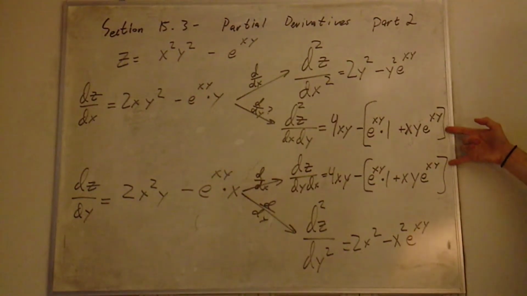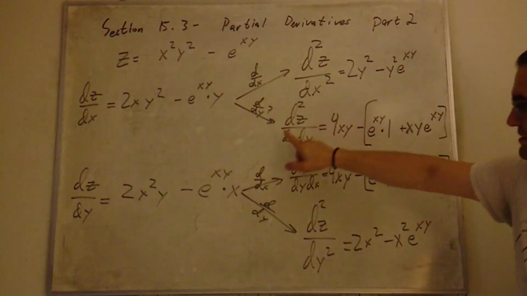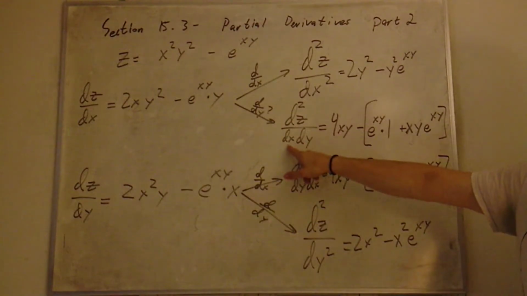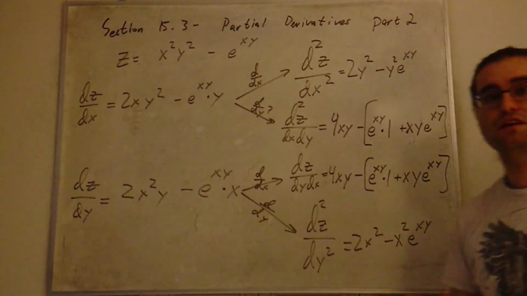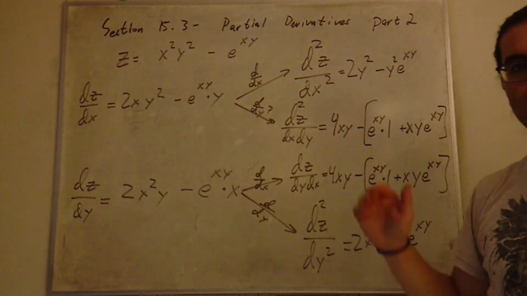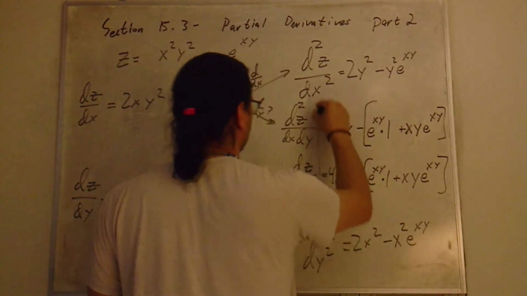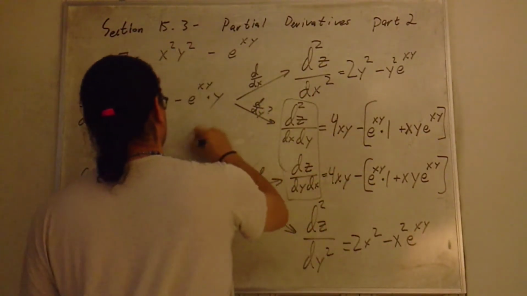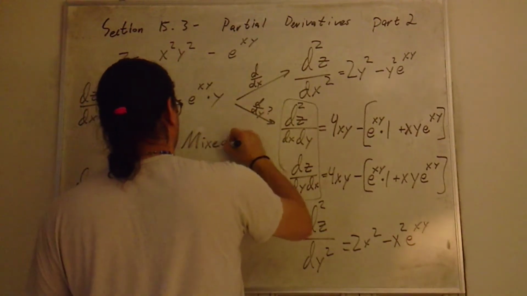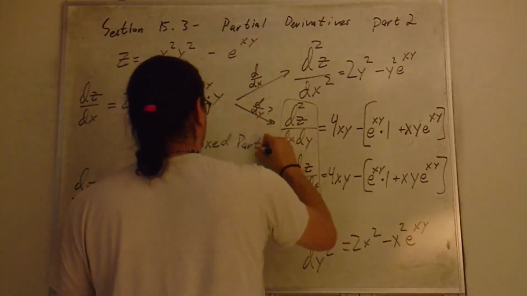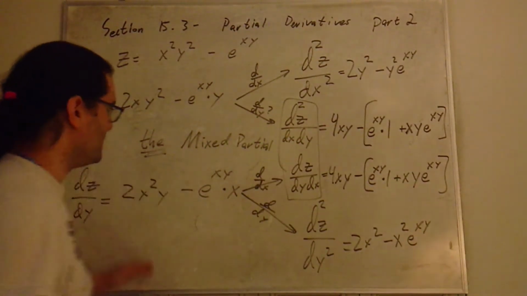These are the same. It doesn't matter if you take a derivative with respect to x and then y, or if you take a derivative with respect to y and then x. Those things should be exactly the same. This is called the mixed partial. And it's usually called the mixed partial.